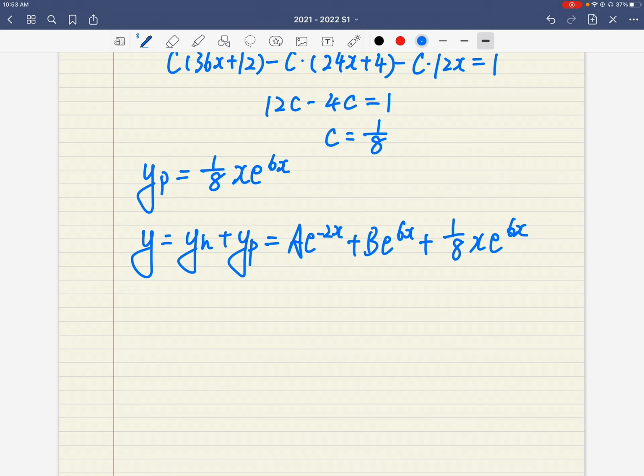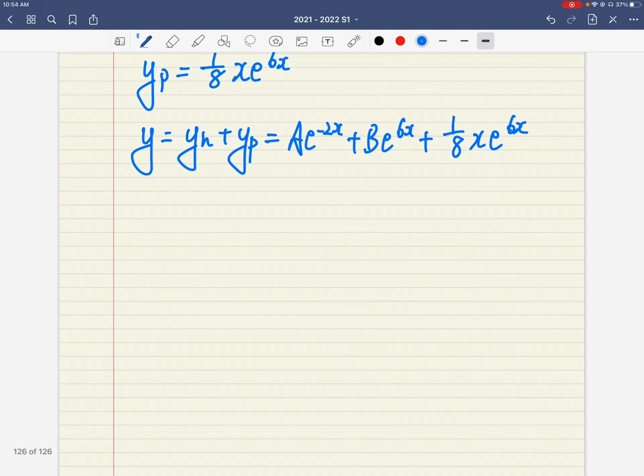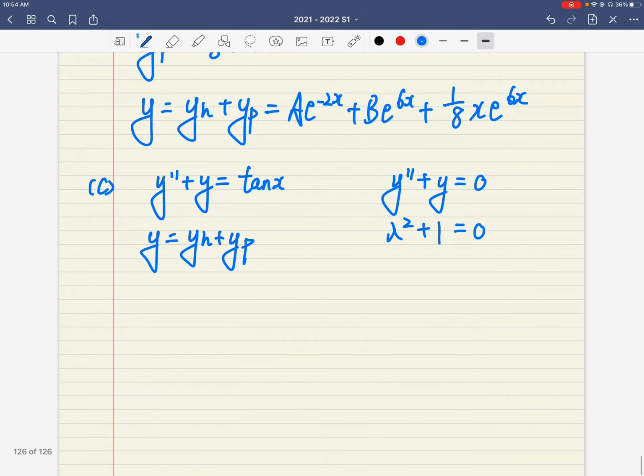And for the third question, part C, we're not going to use undetermined coefficients to get yp. We're going to use the variation of parameters. Okay, so let's solve part C. Part C, this is the equation. Okay, again, y is equal to yh plus yp. So what is yh? Yh, you just need to solve y second derivative plus y is equal to 0. Okay, just solve this, which is the characteristic equation, lambda squared plus 1 is equal to 0.